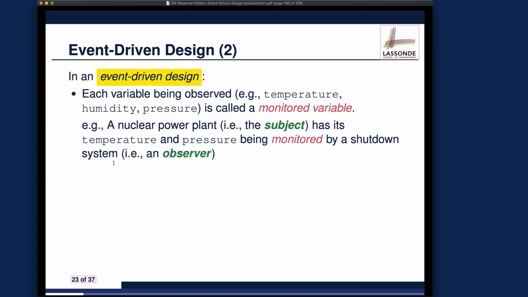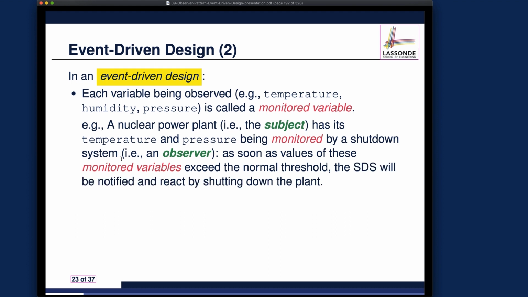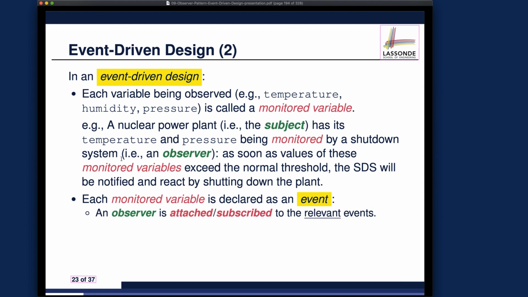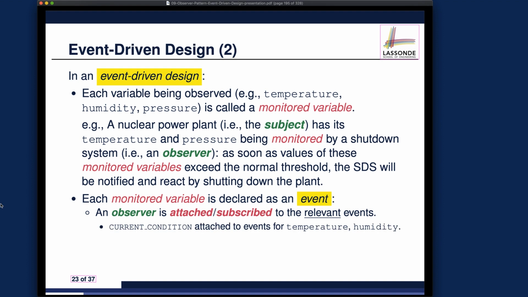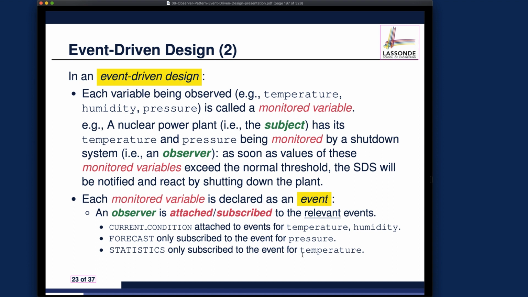Okay, so you want to make sure it's being monitored by a shutdown system, the observer, and then as soon as the value of these monitor variables exceeds the normal threshold, you should shut it down, for example, right? So now each monitor variable should be declared as a separate event, as I just mentioned. And the observer is attached or subscribed to the relevant events. For example, the current condition app is only interested in the temperature and humidity. That is why it should only be attached or subscribed to the events for temperature and also the event for humidity. And similarly, for forecast, it should only be subscribed to the event for pressure. And for statistics, it should only be subscribed to the event for temperature.